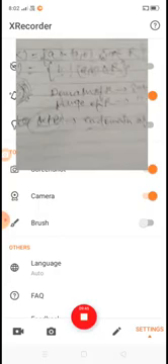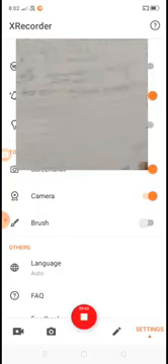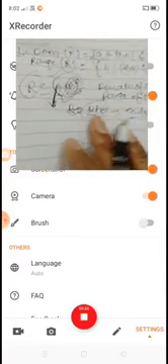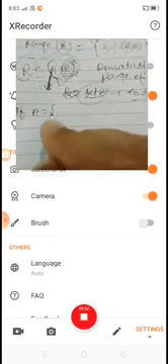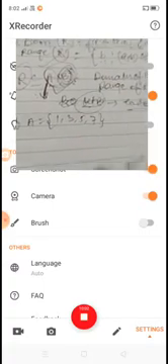Let's take an example based on domain and range of a relation. If any set A is equal to {1, 3, 5, 7}.